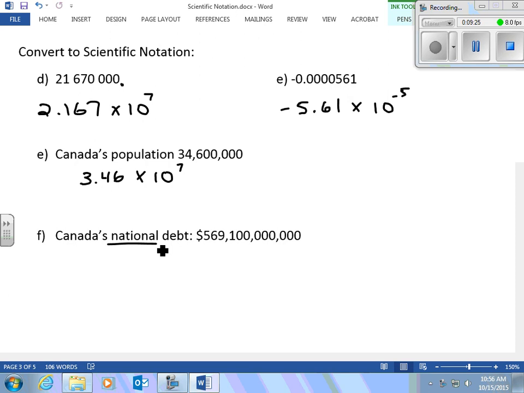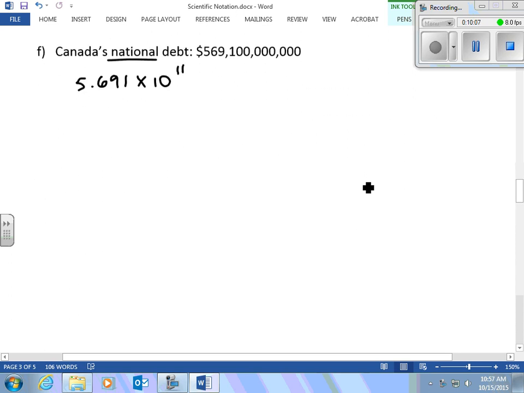So it's, let's see, here's the thousands, the millions. So these are the billions. So 569 billion, $100 million is what the government owes. This is not consumer debt, which is what people owe, rather national debt. So that'll be 5.691 times 10 to the power of 2, 3, 4, 5, 6, 7, 8, 9, 10, 11. So you can see that those high exponents on the 10 really mean very large numbers.